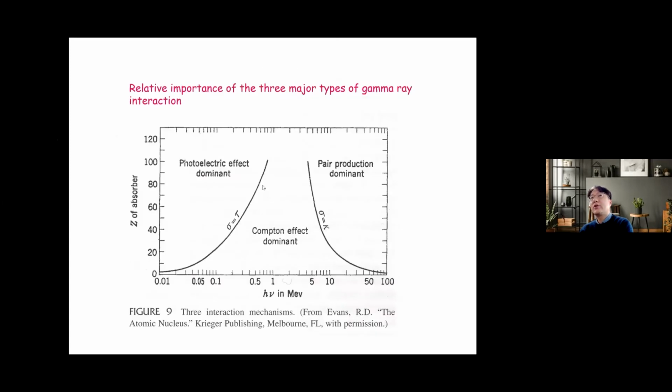This slide shows the relative importance of the three major types of gamma ray interaction: photoelectric absorption, Compton scattering, and pair production, depending on the energy. As I told you, with low energy photons, photoelectric absorption is dominant, but at 511 keV for PET studies, the Compton effect is more dominant, and with higher energy, pair production is more dominant. So this is very interesting.